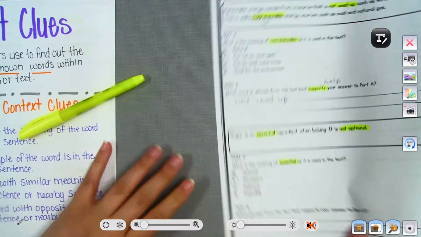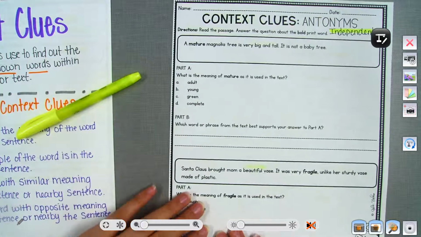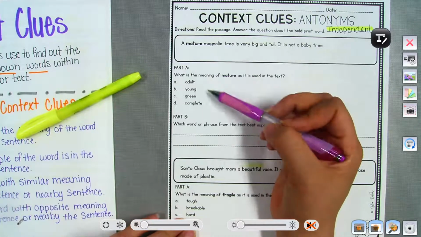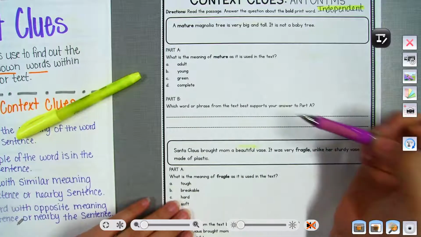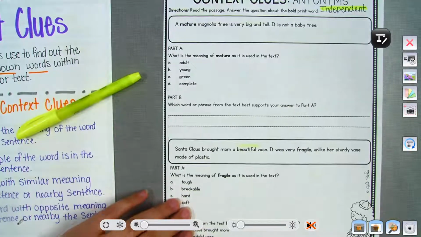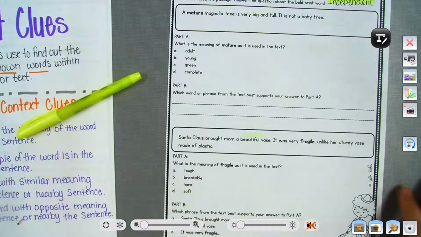Okay. So the back is what you're going to be doing. So you're going to look at the word, figure out the meaning, and write either a word or phrase from the text that helped you figure out the word. Okay. All right, guys.